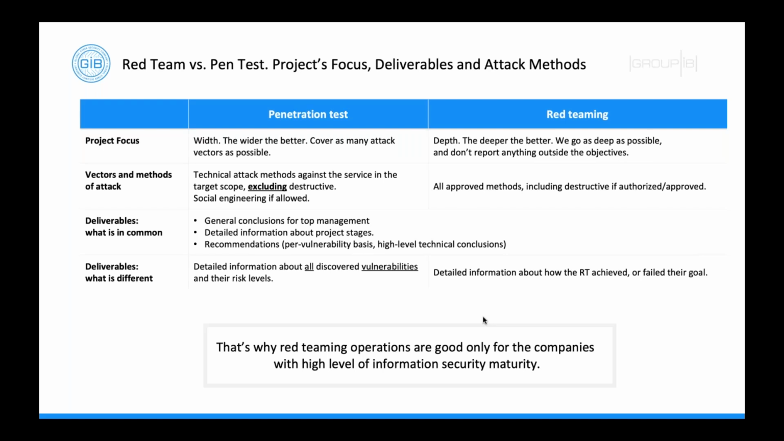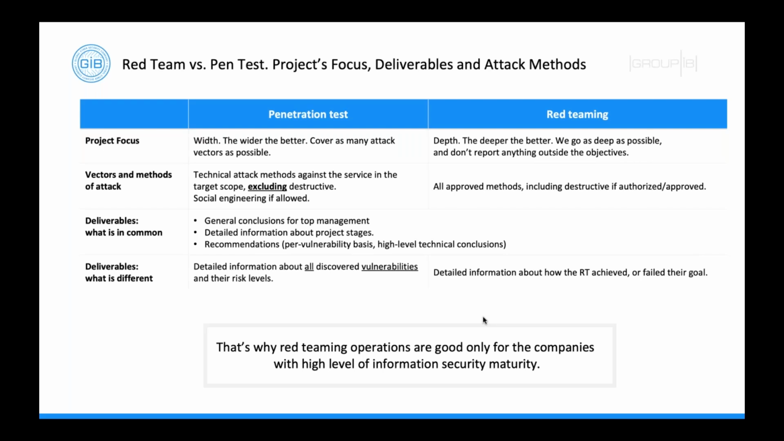In project focus for red teaming, it's really all about depth. The goal is to go as deep as possible and not report anything outside of the initial objectives. If the objective is to gain access to the ATM systems within the bank, that's exactly what the red team will do: access the ATMs.